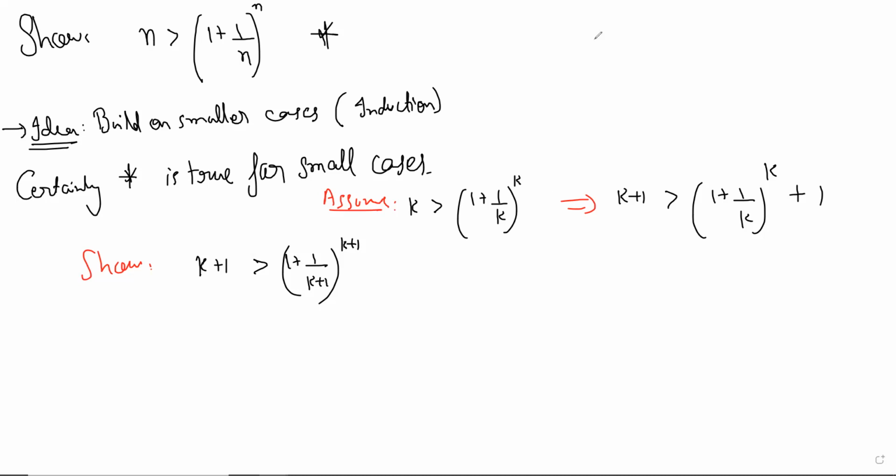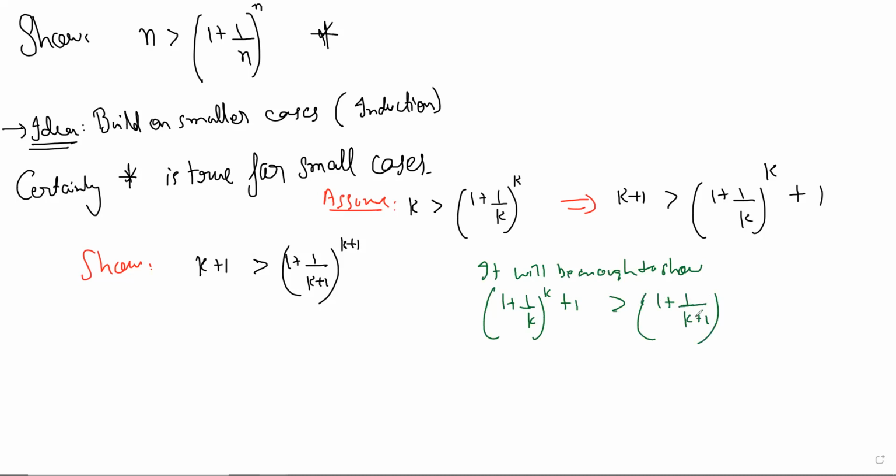So one remark that you can make from here is, now that you know that k plus 1 is bigger than this, it will be enough. And this is a point that we have seen earlier. It will be enough, though it may not be true, but it will be enough to show that the right hand side is bigger. But is that an easier problem? I don't know. Just a new possibility. It will be enough to show this. Sometimes this works in this problem. I don't know. This may not be true, but it's enough to prove this.